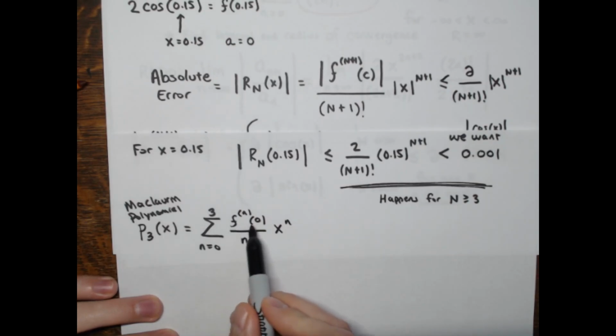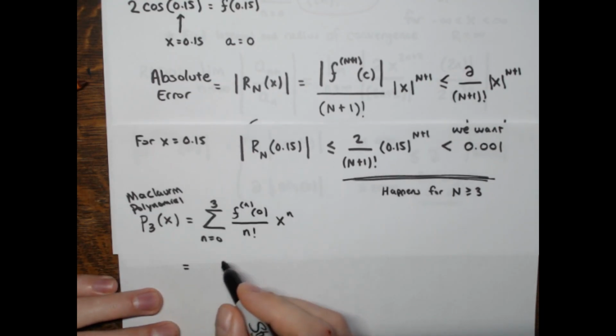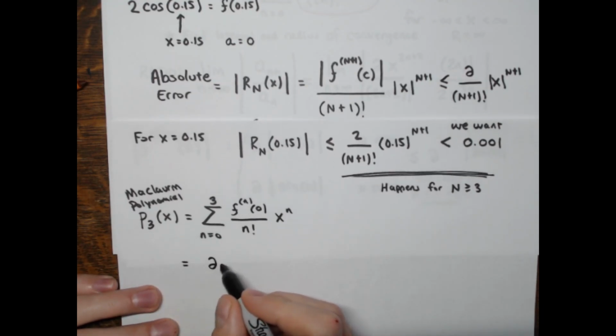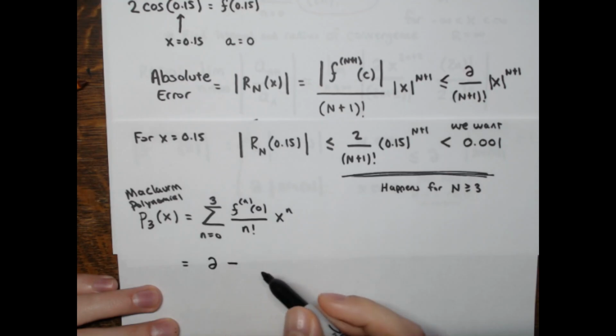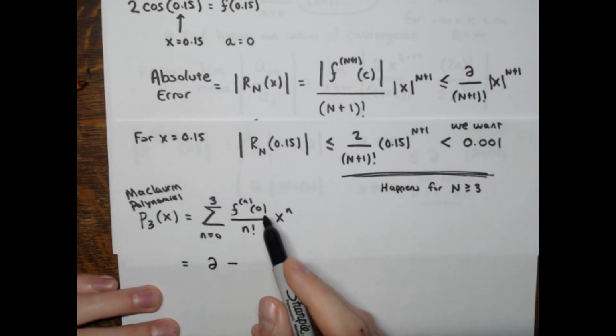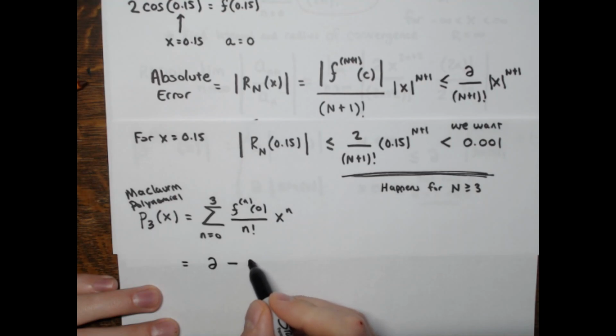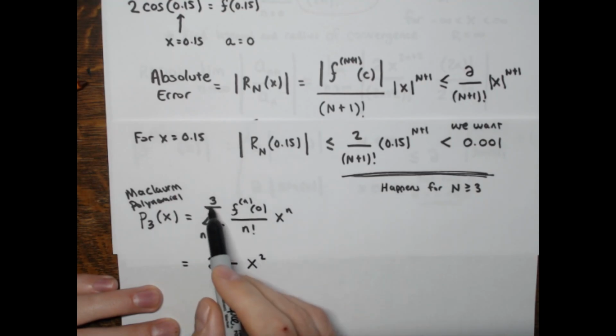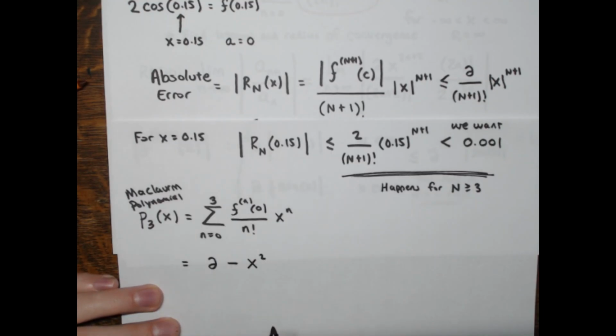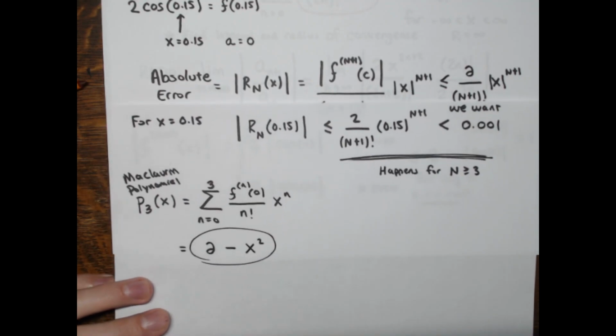And we saw a bunch of these derivatives at 0 earlier. Remember, the 0th derivative at 0 was 2. The first derivative at 0 was 0. Then the second derivative was -2, right? So minus 2 over 2 factorial, so that'd be minus 1x squared. And then the third, when n equals 3, you got 0 again. So there's P3. P3 is actually the same as P2.